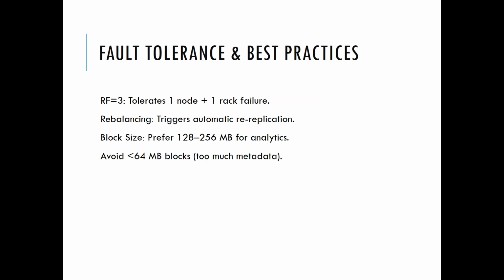Fault tolerance is at the heart of HDFS design. With a replication factor of 3, HDFS can survive both a node failure and a rack-level failure. HDFS includes automatic rebalancing, which ensures that lost or under-replicated blocks are restored without manual intervention. As a best practice, it's advisable to use block sizes in the range of 128 to 256 megabytes for analytics workloads. Avoid using blocks smaller than 64 megabytes, as they generate excessive metadata that can overwhelm the name node.